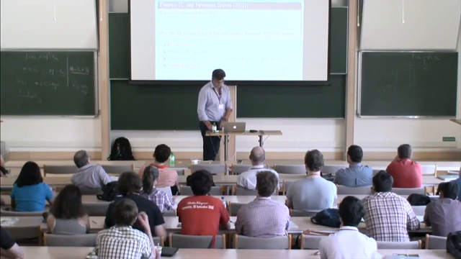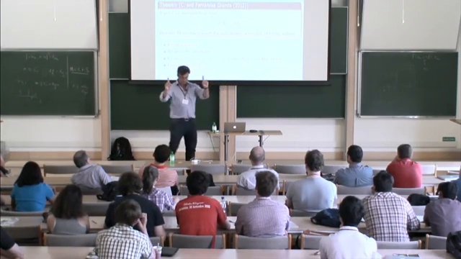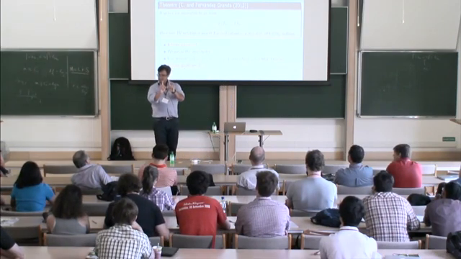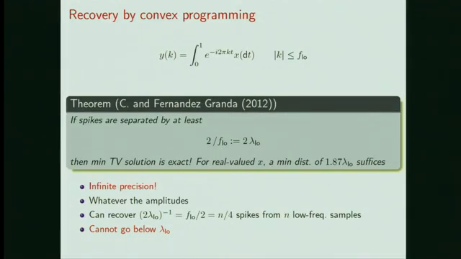And then we have counterexamples: if I try to put the spikes too close, at the Rayleigh distance, then the method will fail. I can construct examples for which the L1 solution is not correct anymore. Algebraically, it might still be possible to recover them, but not by this method.